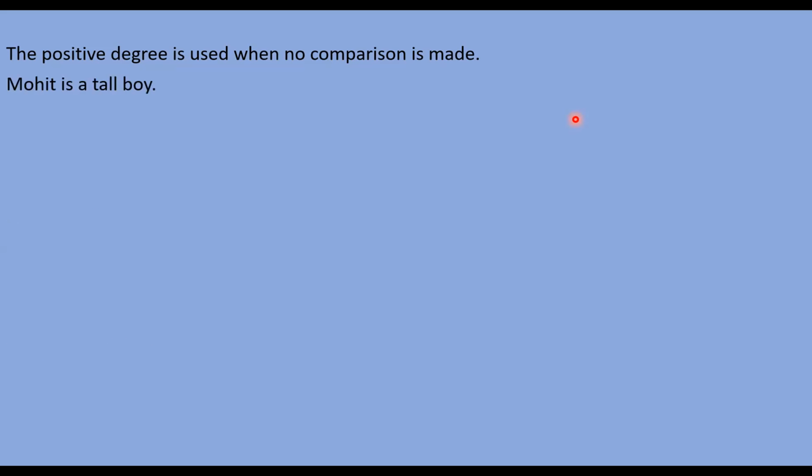Mohit is a tall boy. You can see that tall is the adjective here. By this we are describing the boy. We are telling that Mohit is a boy, and along with this he is a tall boy, meaning we are just describing his quality. See the next sentence.